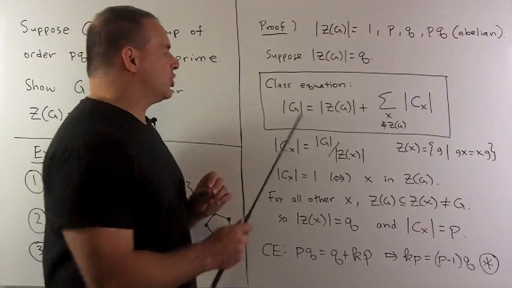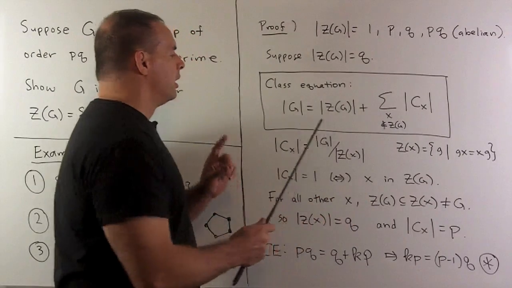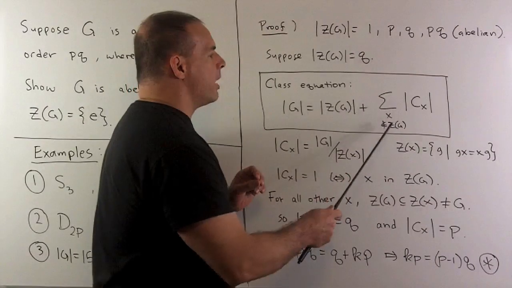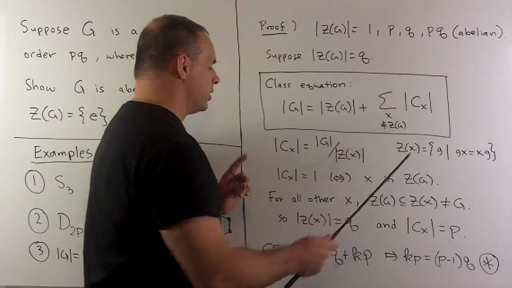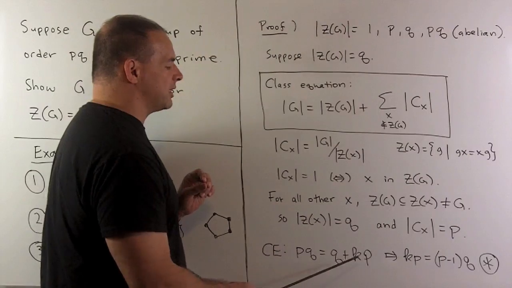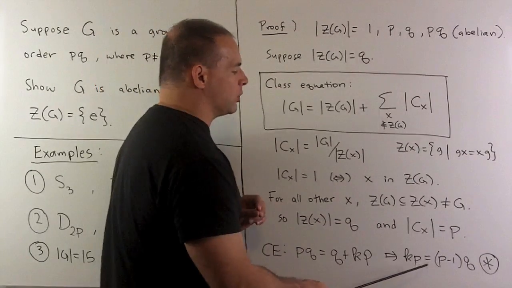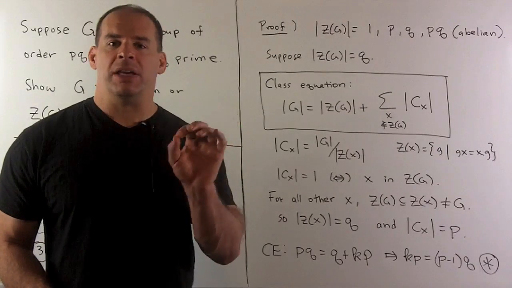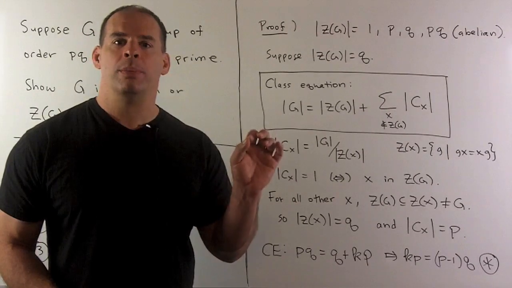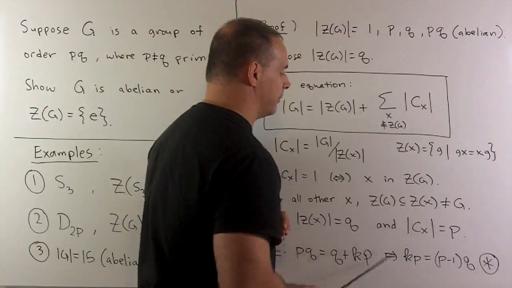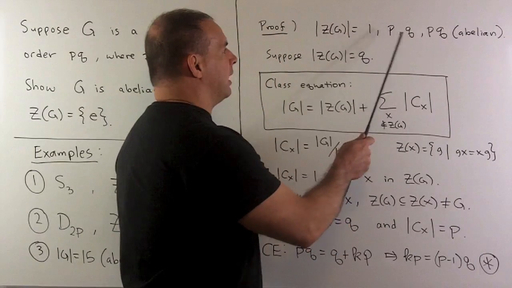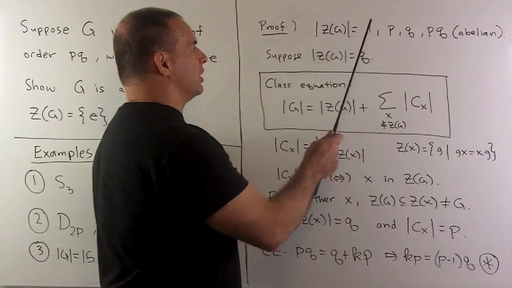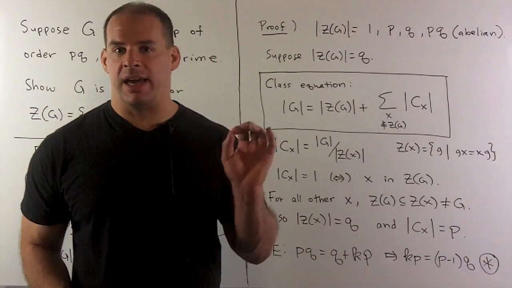Now, let's consider each term in this equation. So we're going to have P times Q equals Q plus a sum of a bunch of P's. So that means PQ equals Q plus K times P, or K times P equals P minus 1 times Q. P can't divide P minus 1. Since P and Q are distinct primes, P can't divide Q, and that means we have a contradiction. So we rule out P and Q as possibilities for the center, so we're either abelian or the order of the center is equal to 1. In that case, it's precisely the identity element.